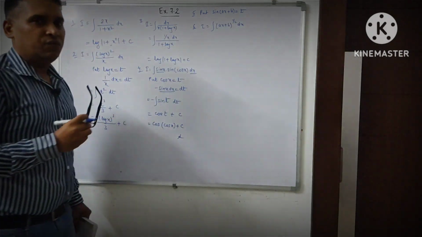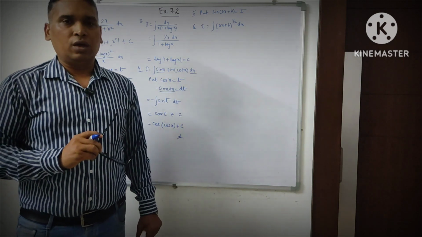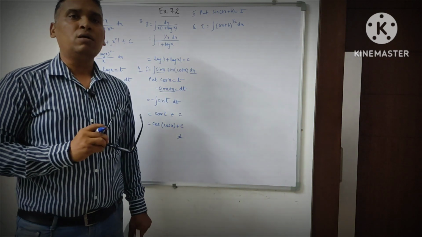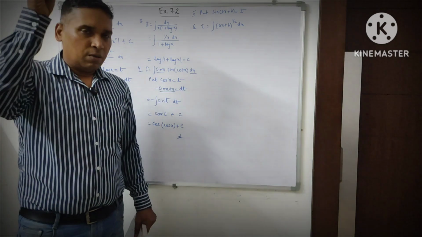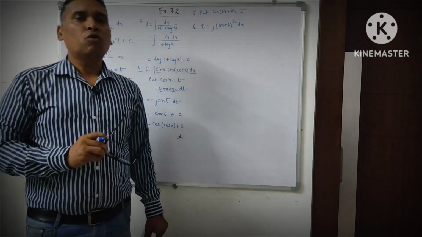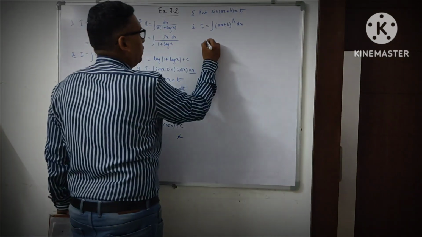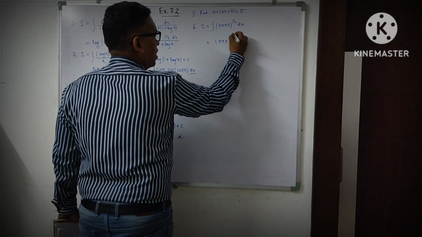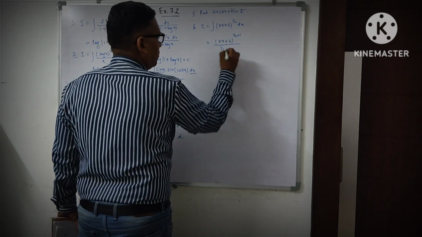So what I have done, I have done simple modifications. In the original question, it is given under root ax plus b. So I wrote there (ax plus b) whole to the power half. Now what sort of formula can we apply? Amongst the list, we have the formula of x to the power n. So what can we do? We can write x to the power n plus 1, so half plus 1 whole upon half plus 1.